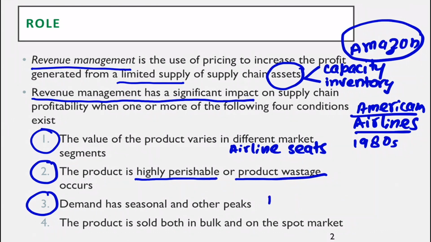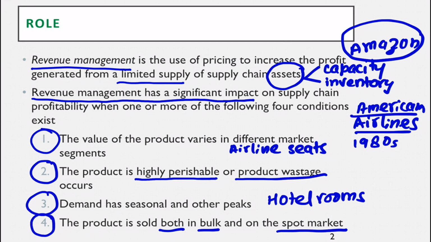So one example of this is hotel rooms, and especially at tourist locations. Fourth one is the product is sold both in bulk and on the spot market. So generally long-term contracts are more safe or secure and they fetch a lower average price compared to the unpredictable spot market. So in these situations also, revenue management increases profit by finding the right balance between long-term and spot market customers.